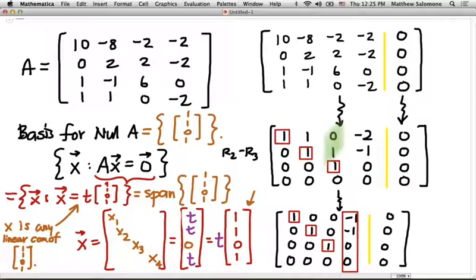So to find a basis for the null space of a matrix, we've got to solve that homogeneous equation. But when you solve that homogeneous equation and place your solution into parametric vector form, the basis pops right out at you. It's the vectors that are being multiplied by your free variables, your free parameters, to describe your parametric vector solution.